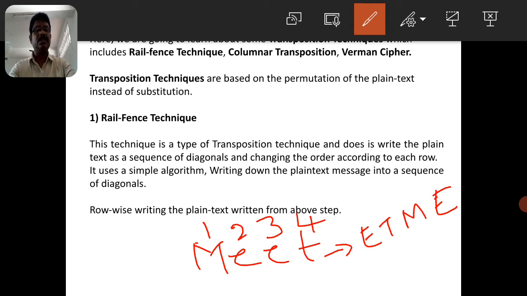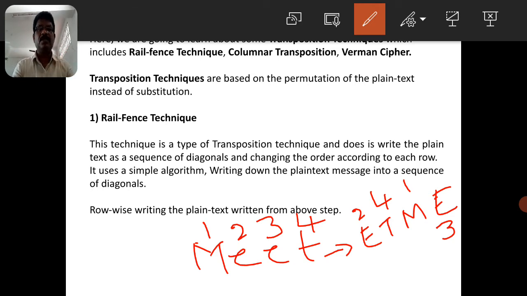That's why here the E position is 2 or 3, the T position is 4 and the M position is 1. If you write the positions, the first E is 2, then T is 4, then the second E is 3, then M is 1. So 2, 4, 3, 1. That means we have to write some permutation related to the transposition. So the transposition is a technique in which each element in the plain text is rearranged. That is, we have to put the plain text into some permutation order.